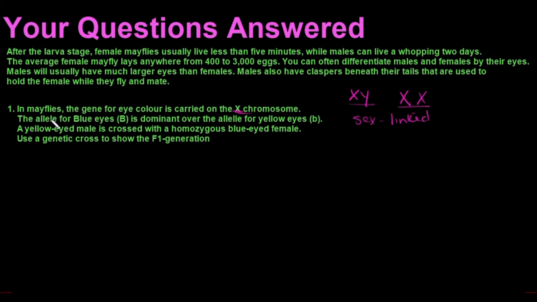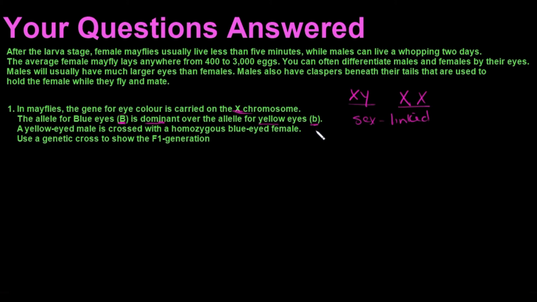Now they say the allele for blue eyes with a capital B is dominant. They did not have to tell us that it is dominant. We could have purely seen that from the allele that is written with a capital B. And they say it's dominant over the allele for yellow eyes, which is shown with a lowercase b.